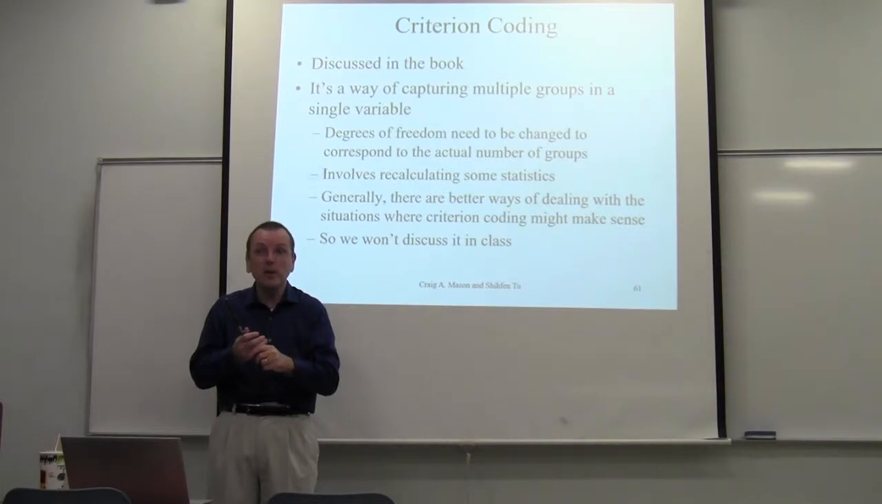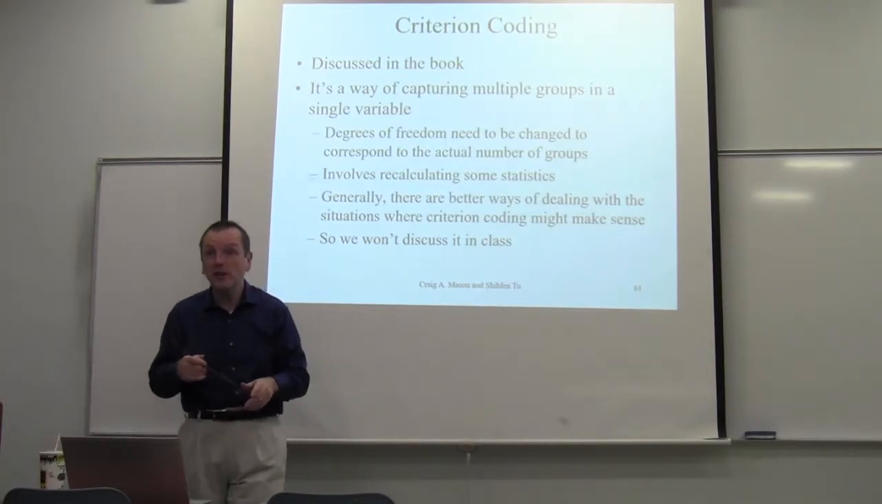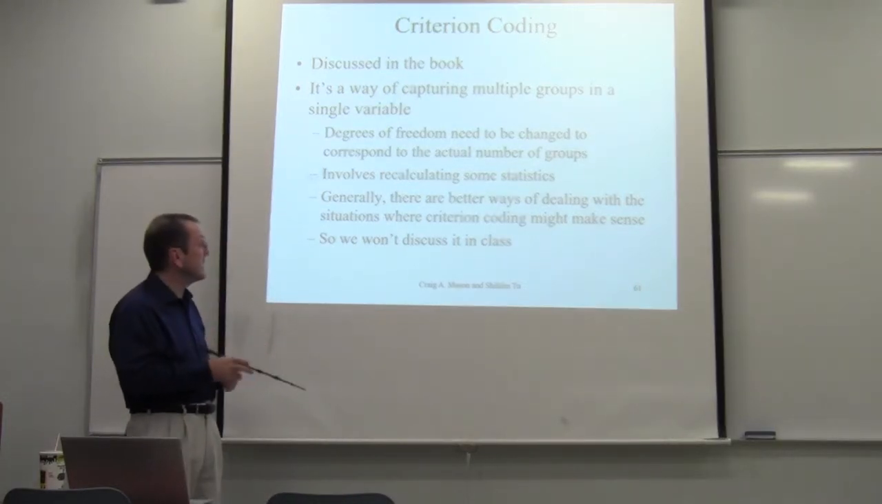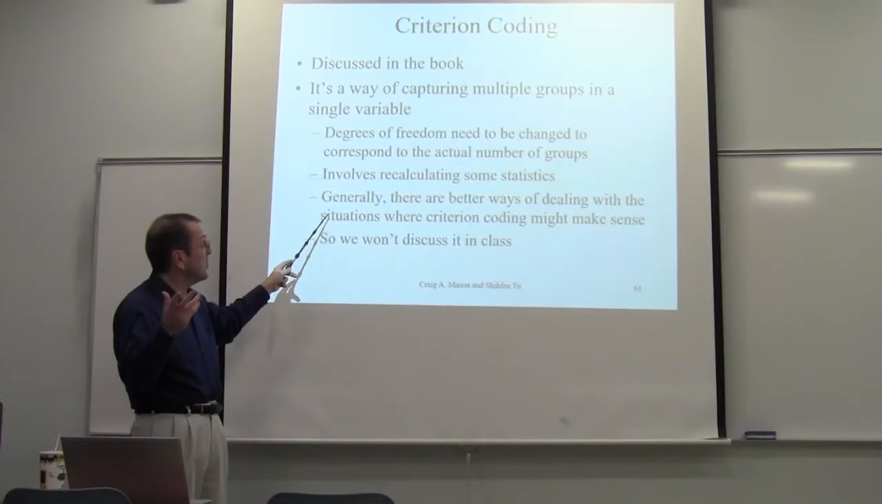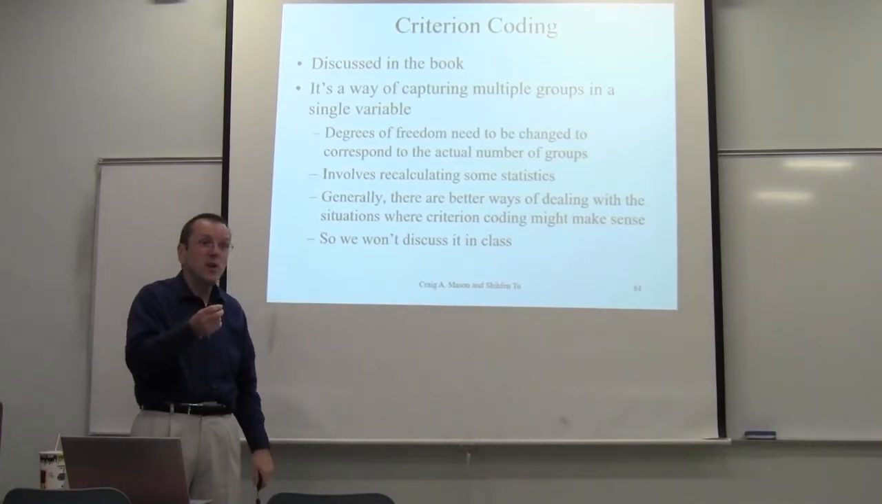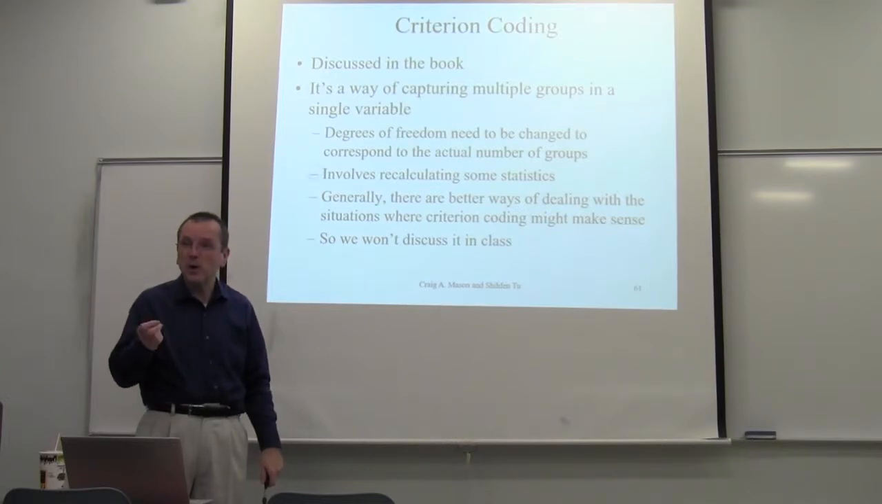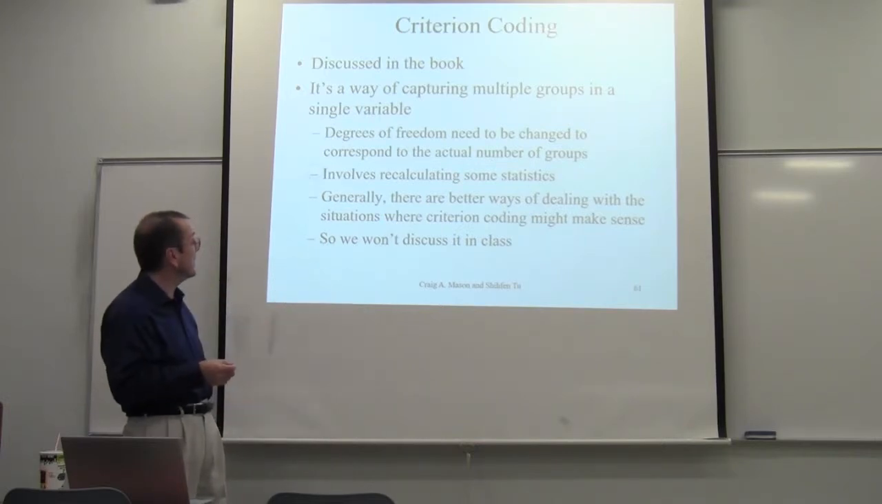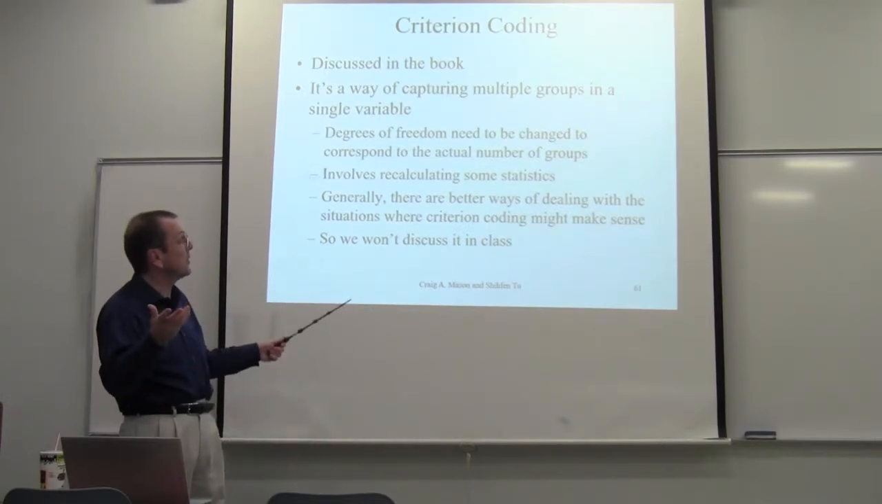So it's a really clever sort of mathematical geeky thing, but you really don't see people use it. Generally, I think Keith may make this point, but if not, I'll make it: there are generally better ways of dealing with it. If you're in a situation where for some reason you may want to do criterion coding, there are generally better ways to deal with the data. So we're not even going to talk about it, other than I'm only bringing it up because he talked about it a little bit in the book.